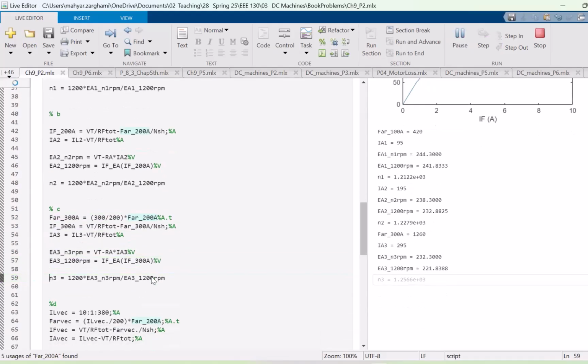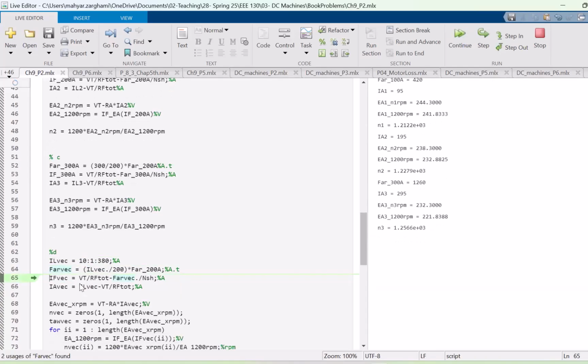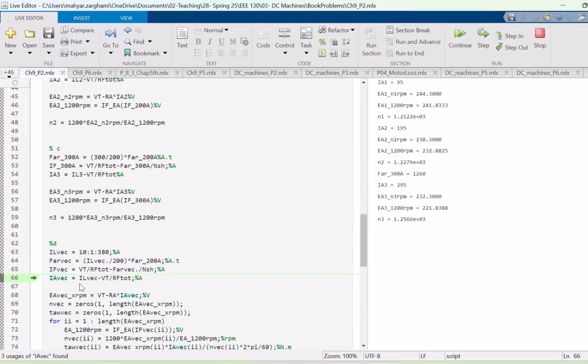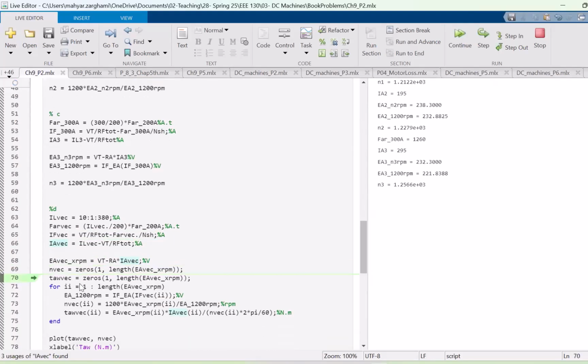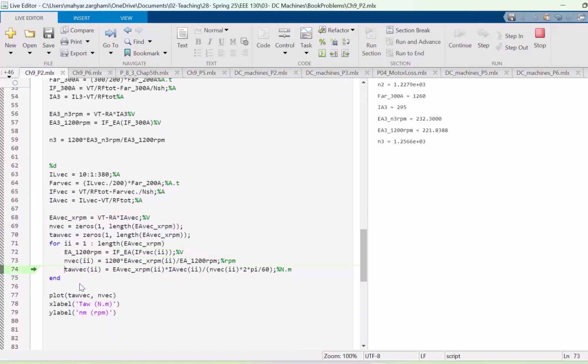And then this is the process that I've been considering for the torque versus speed. I'm changing the load from 10 to 380 amps in steps of 1, finding the armature reaction, which is based off of the 200 amps. You have to divide whatever the load current is to find its impact. And then find the IF, the actual IF, and the IA. Then I'm finding the speed through the same process and finding the tau. I'm finding the tau point by point in this loop.